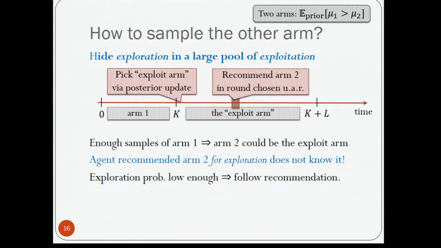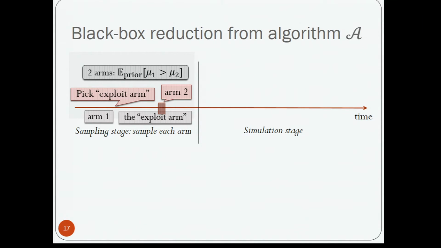So that explains how we can possibly try one arm, but now we need to turn it into a good algorithm. So the actual black box reduction, let me present it just for two arms. It consists of two stages, the sampling stage and the simulation stage. The sampling stage is where we sample each arm, and it proceeds essentially as I said before. Now we have a simulation stage where we actually simulate the algorithm, and it proceeds in phases such that in each phase we call the original algorithm once.